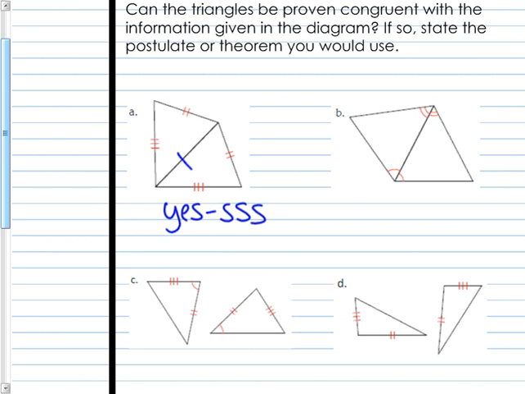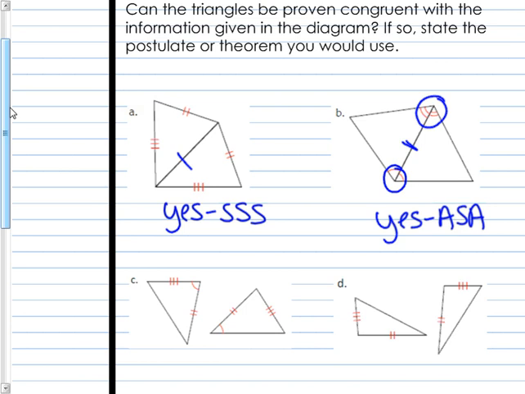Okay? Example B, I have an angle and I have another angle. So what we need is a side. Can I prove this using the included side? Well, the included side would be this one. And we know that if it shares a side, it's congruent to each other. It's the reflexive property. So yes, we can prove this one congruent using the angle, side, angle theorem.